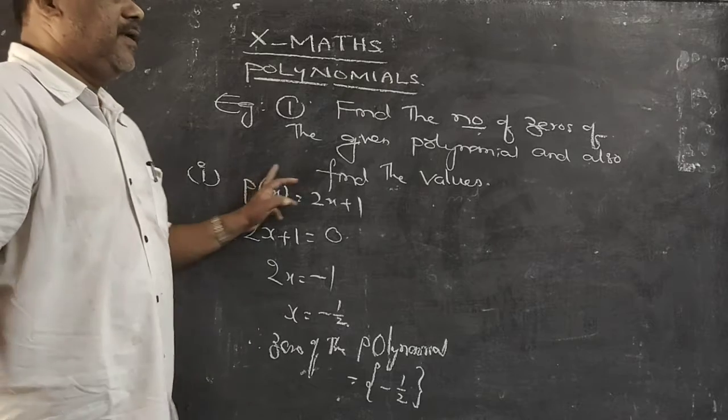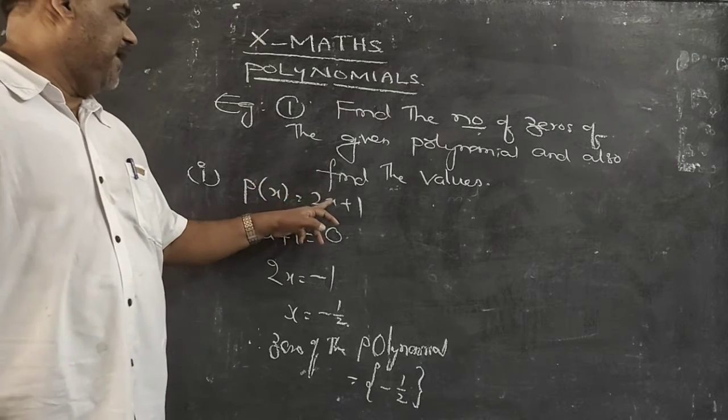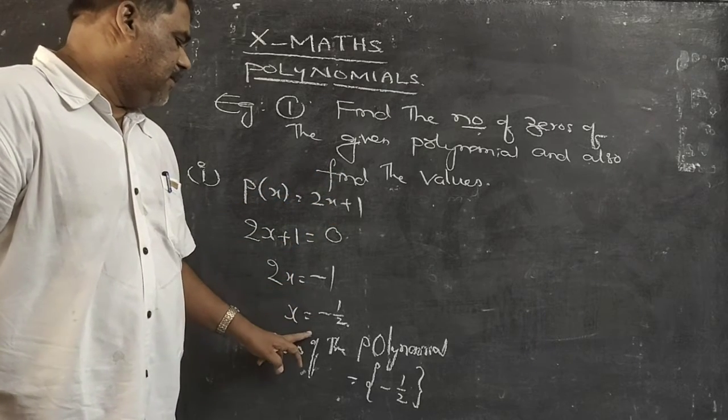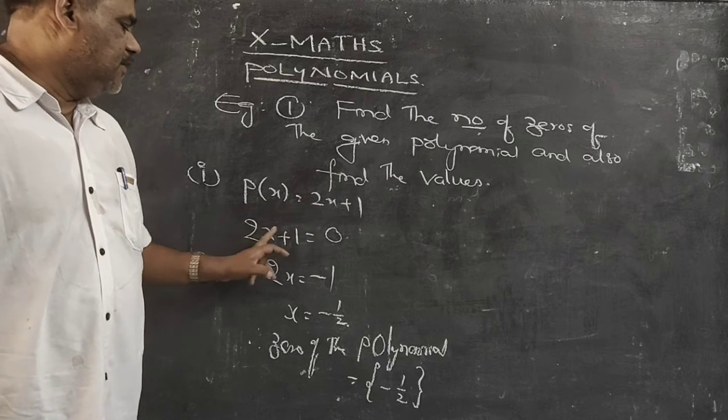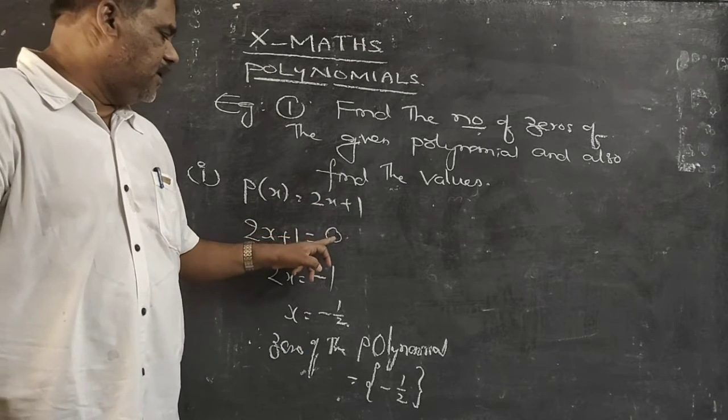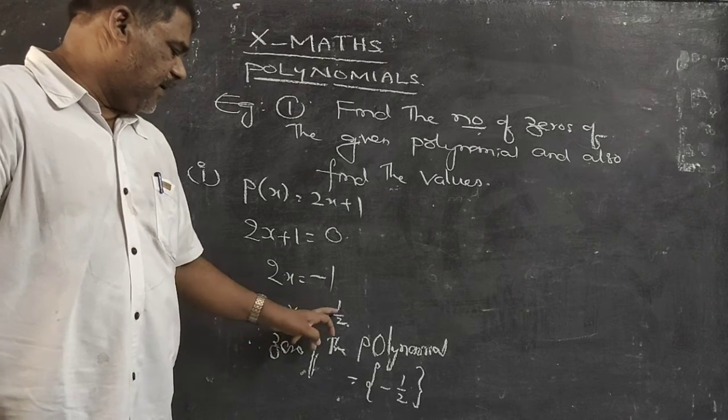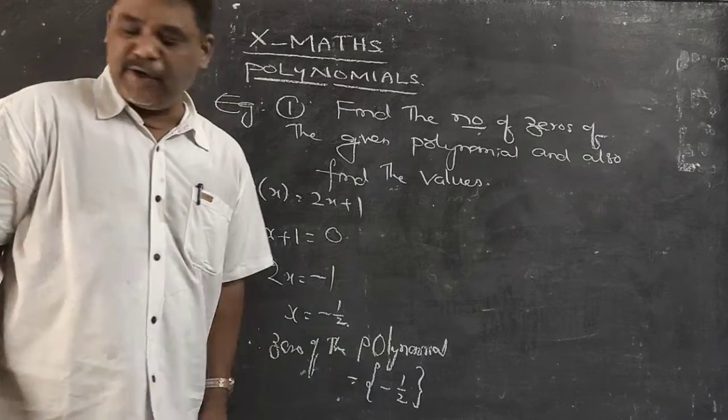So zero of the polynomial means it is the value of x for which the polynomial becomes 0. To get the zero of the polynomial, equate the polynomial to 0 and find the x value. This x value is called zero of the polynomial.